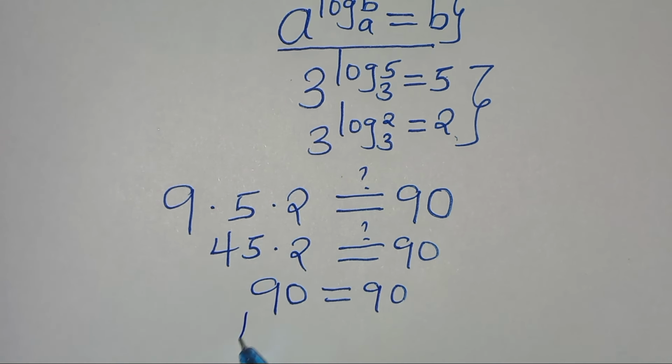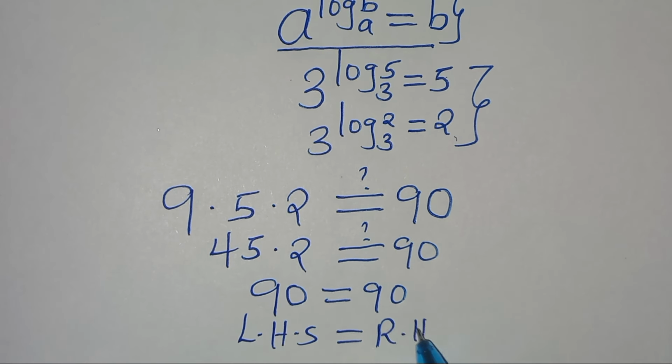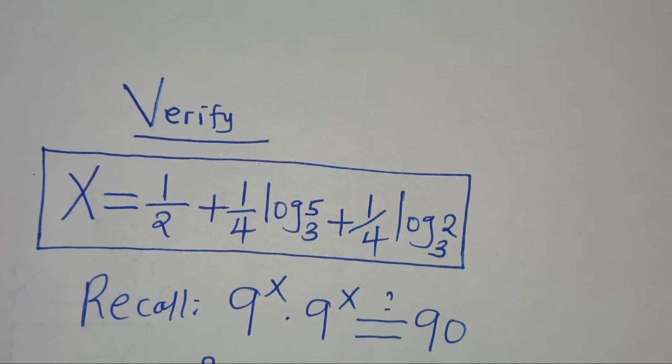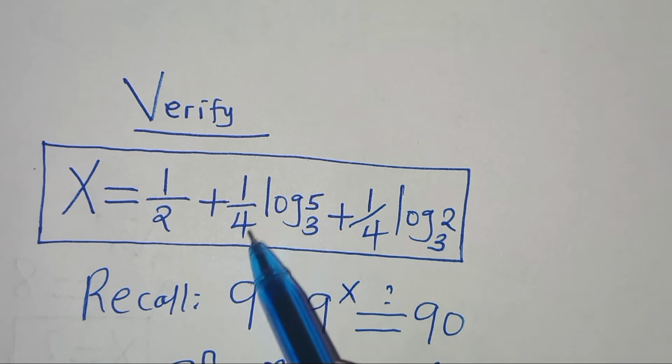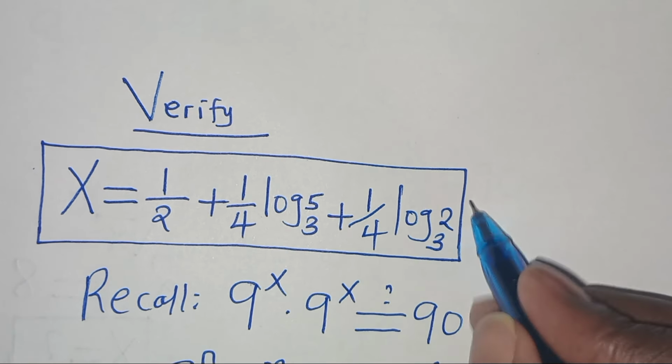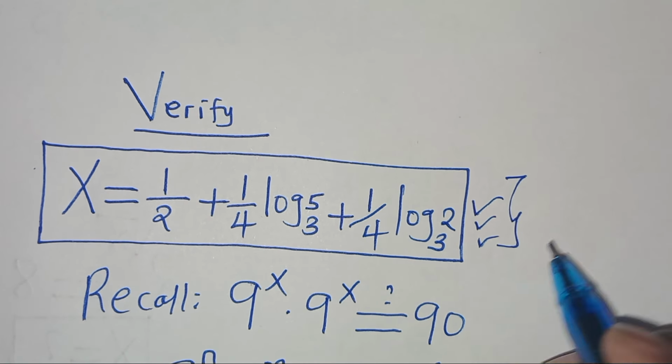So this implies that the left hand side is equal to the right hand side. And this implies that the value of x here, which is equal to a half plus 1 over 4 log 5 to base 3 plus 1 over 4 log 2 to base 3, actually satisfies the equation.